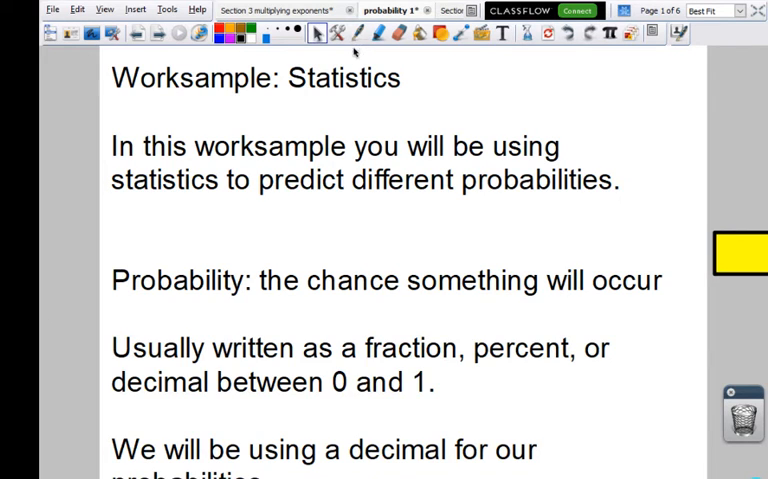A lot of times you'll see the percent of winning is like 25% or something like that. We're not going to do percents, we're going to do decimals to keep it easy. It'll be easier this way. So even though percents look nicer, decimals are going to be fine.